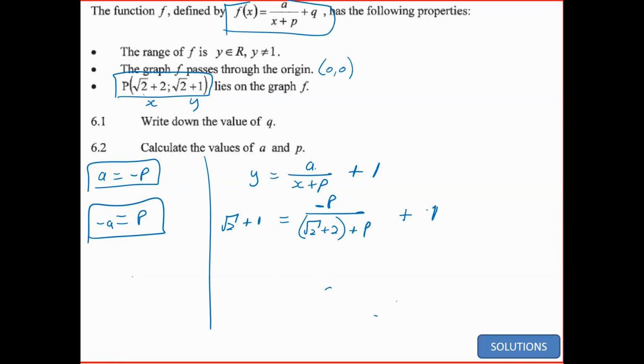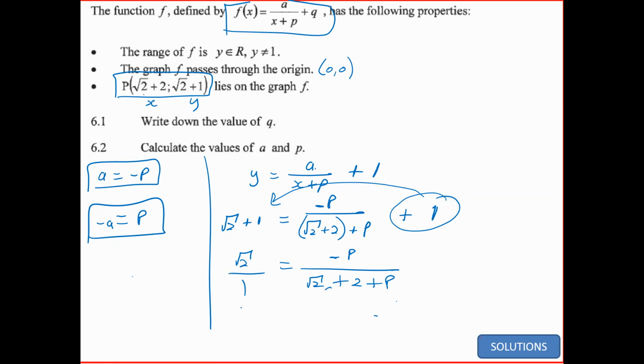Okay, I'm going to stop this. Let's talk. Do you understand what I did so far? Yes, sir. Okay, all I did was substitute. Now, I'm going to take this one on that side. Now, we're working with surds. Grade 11 math, you do a lot of surds. That one becomes a negative 1. And if it becomes a negative 1, we now have root 2 is equal to minus p over root 2 plus 2 plus p. Are you guys still with me? Yes, sir. Okay, well done.